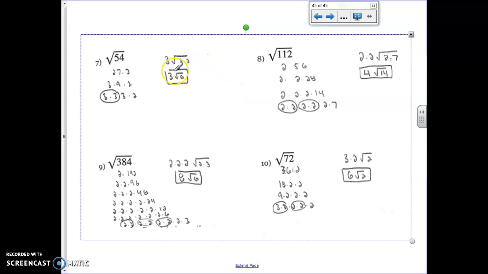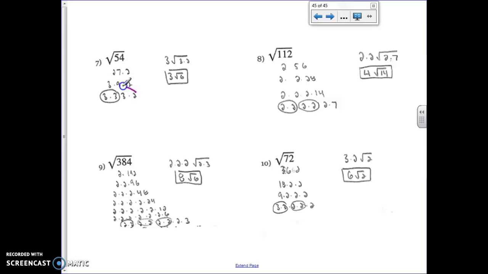Okay. So in this case, for 7, I got 3 radical 6. I had a 3 and a 2 underneath the radical sign, which got me 6, and just one pair of 3s. For 8, I got 4 radical 14, because I had 2 pairs of 2s, and then I had a 2 and a 7 underneath the radical sign. Number 9, I got 8 square root of 6, and number 10, I got 6 radical 2.